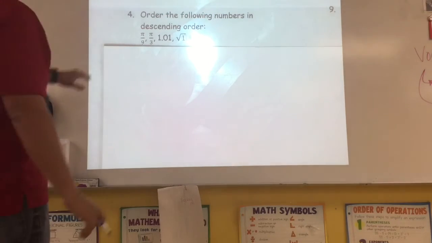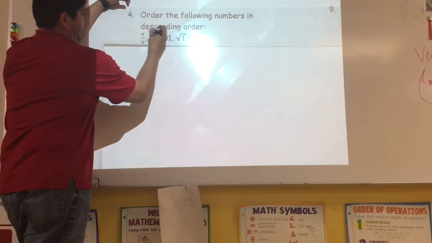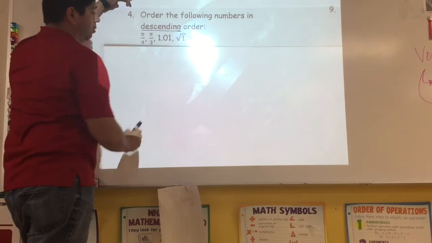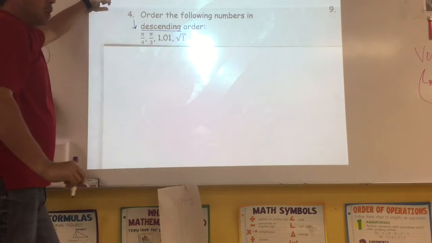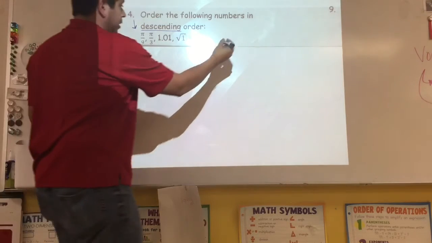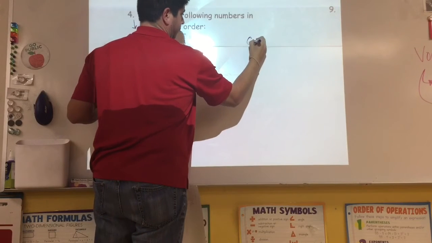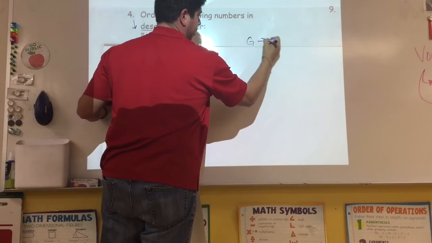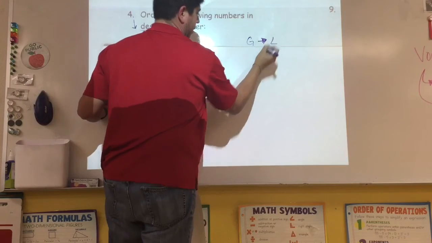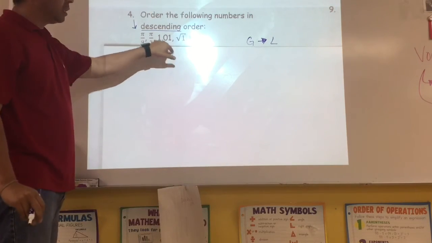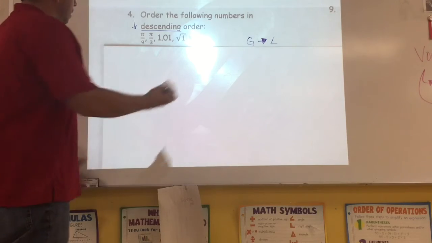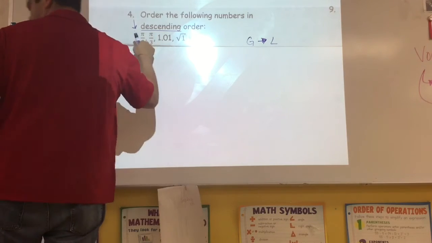Okay, so order the following numbers in descending order. Remember, descending order means we're going down. So if it's going down, then that's going to be from greatest to the least. Okay, greatest to least. All right, so what I need to do first is make all these numbers into decimal form. Okay, so I'm going to have the pi over 9.